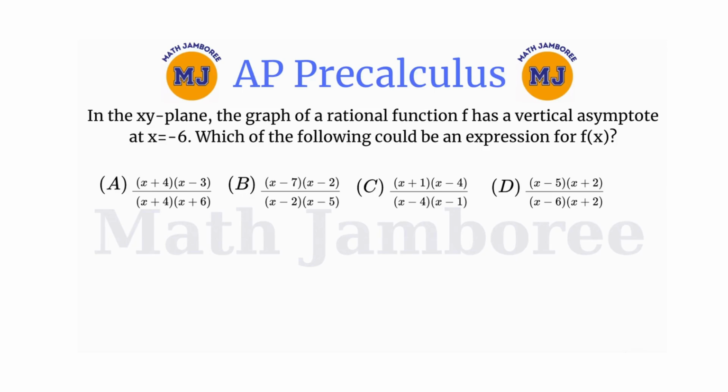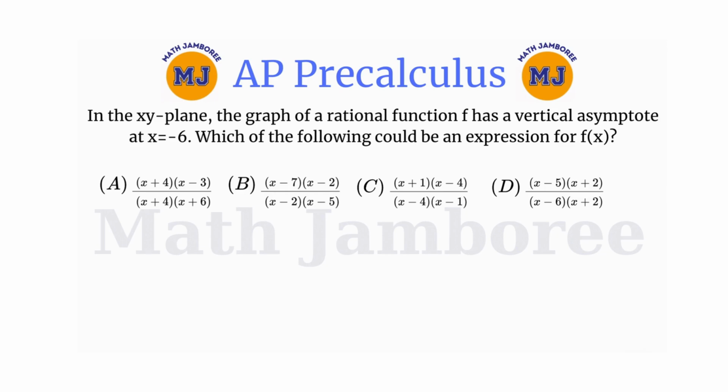In this video we have another AP Precalculus type of question from the topic of rational function and vertical asymptote. Let's solve it together. In the xy plane, the graph of a rational function f has a vertical asymptote at x equals -6. Which of the following could be an expression for f of x?